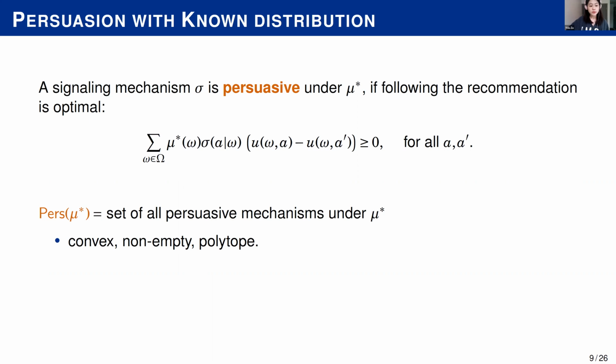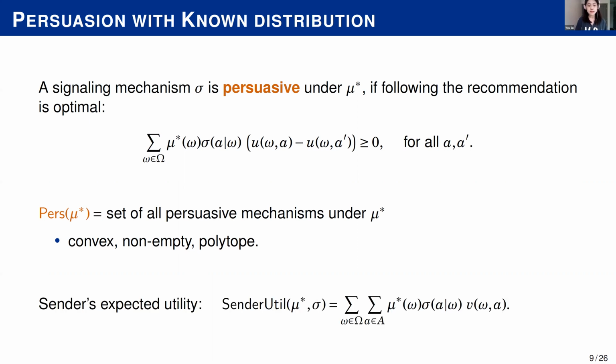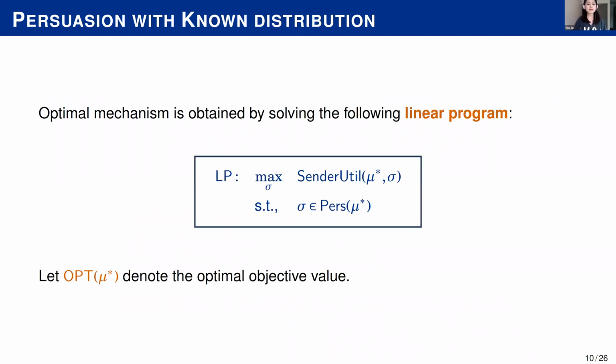And we denote the set Pers(mu star) to be the set of all the persuasive mechanisms on mu star. And it is straightforward that this set is a convex, non-empty polytope. We also write down the sender's expected utility as a linear function, which is linear in the signaling mechanism. Therefore, we see that the optimal mechanism in the known distribution setting can be obtained by solving an LP, where we maximize the sender's expected utility with respect to the distribution mu star and require the signaling mechanism to be persuasive under mu star. And we let OPT star denote the optimal objective value of this LP.